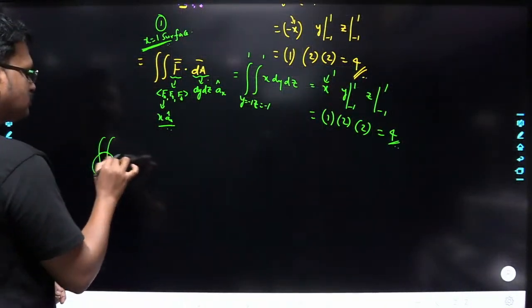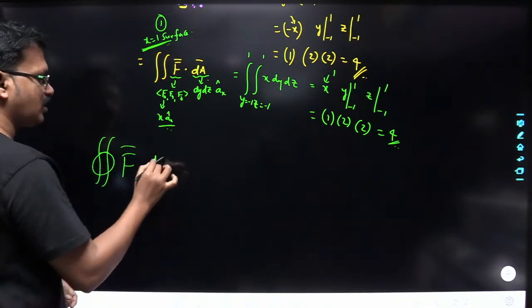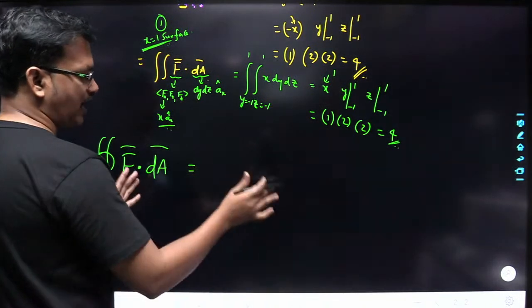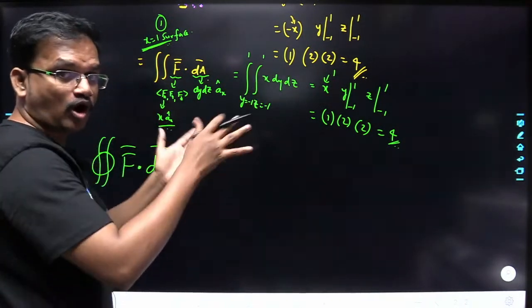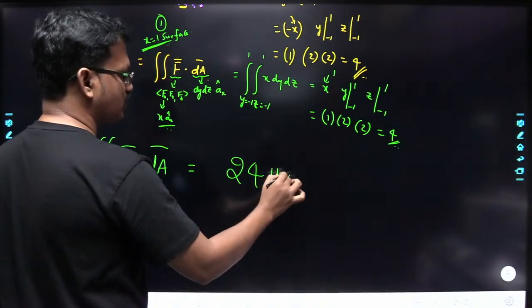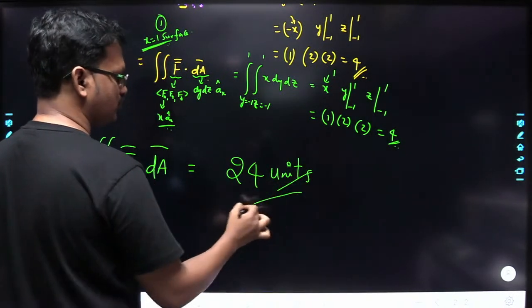You are going to get the closed surface integral f bar dot dA bar, that is the flux through the closed surface. If you add up all the fluxes through all the 6 surfaces, finally you are going to get 24 units only. Finally you are going to get 24 units only.